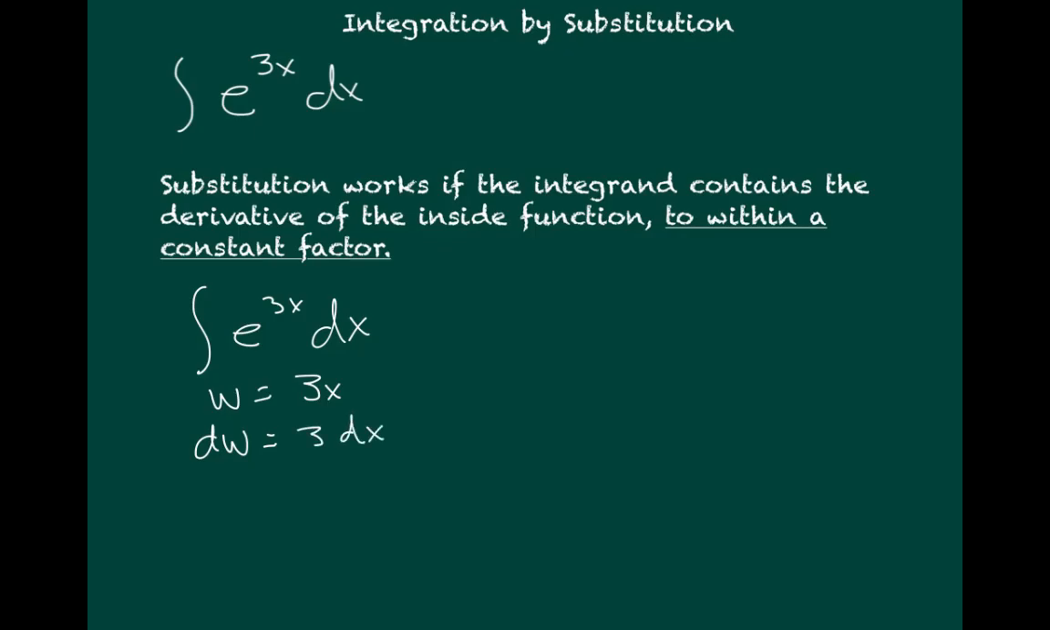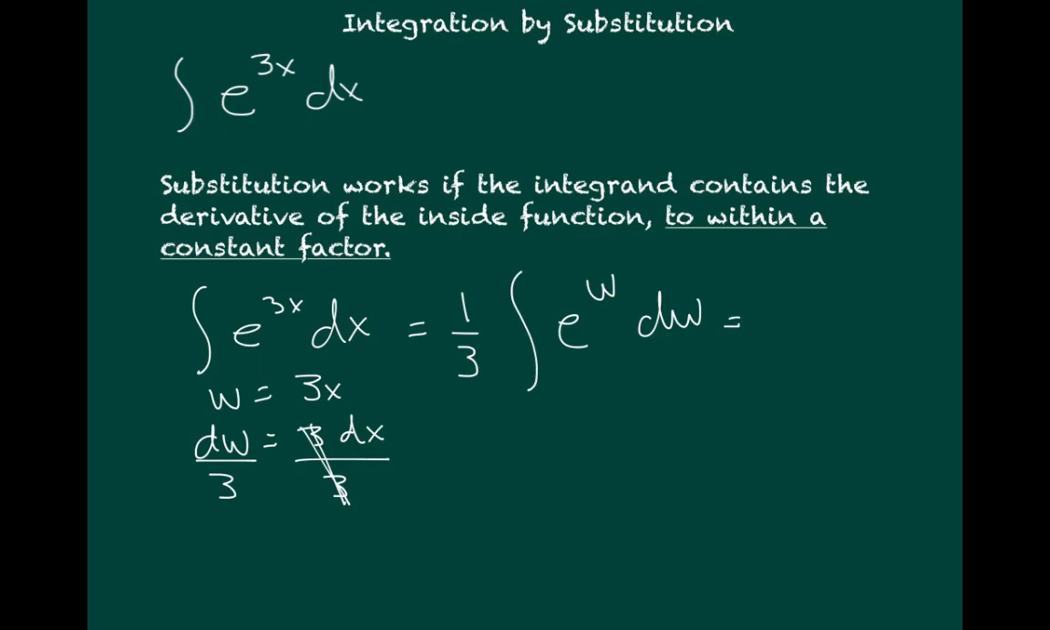Now, as I look at my original integrand, there is no extra 3 hanging around. So what I have to do is divide both sides by 3 so that the 3's cancel on the right side, and I have a 1/3 as a constant on the left side. So I take that 1/3 and substitute into my integrand, and I get e to the w dw times 1/3.